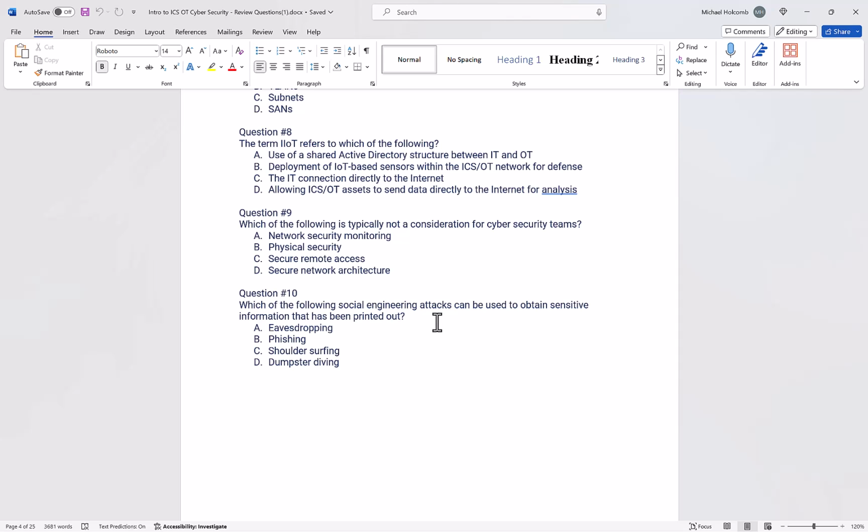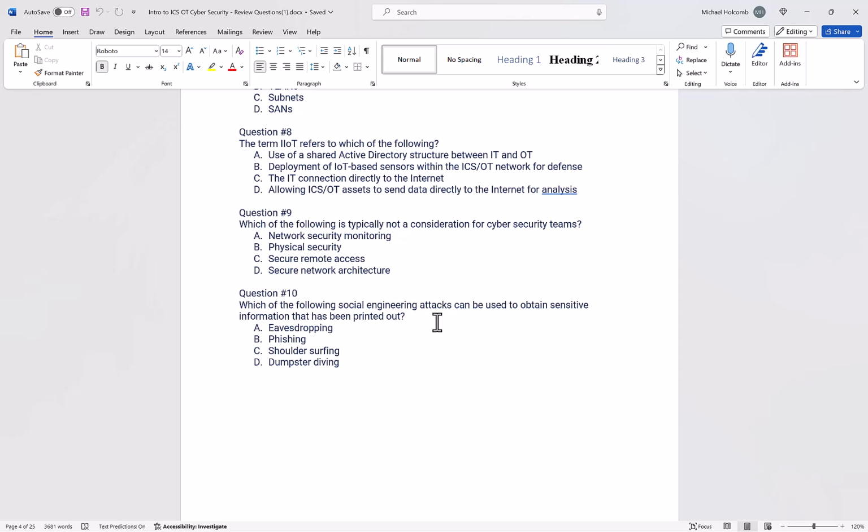So question 9, which of the following is typically not a consideration for cybersecurity teams? That was one we had mentioned, I think actually in the last unit, right? Most understand, we talk about, of course, this entire section was around secure network architecture. We are going to talk more about network security monitoring, secure remote access, but most people in cybersecurity, whether it's ICS, OT, or IT, don't really see physical security as their job or as important to what they do, even though, again, everything we do is based off of physical security. So it's extremely important. So question 9, the answer is B, as in boy.